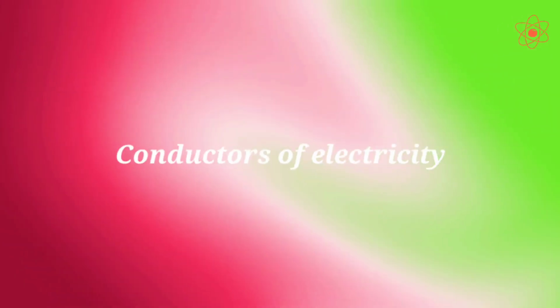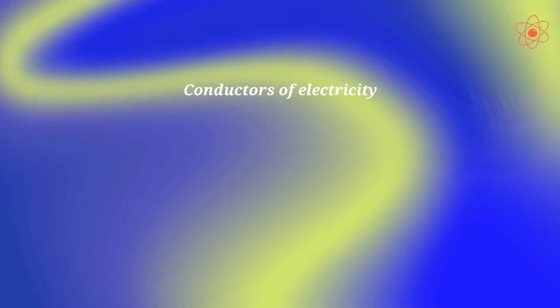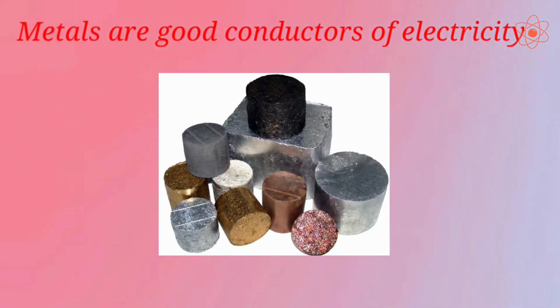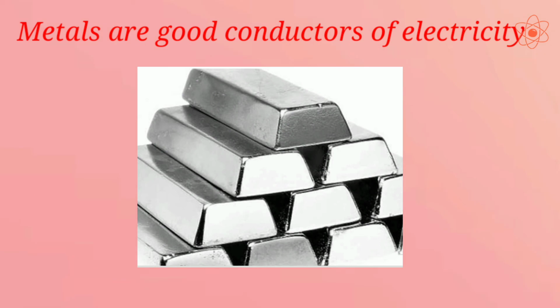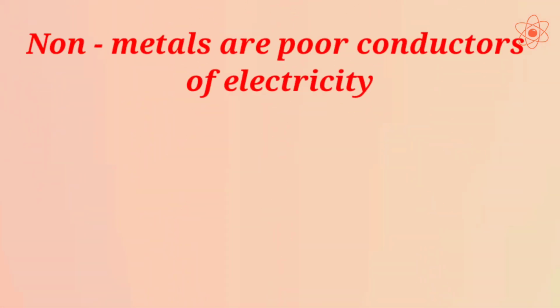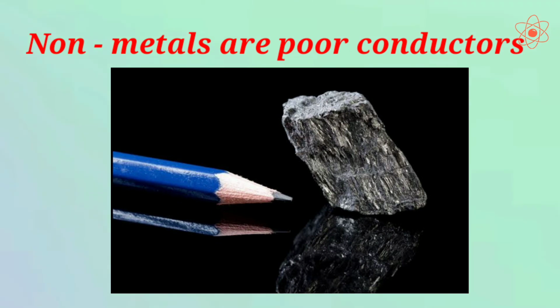Sixth, conductors of electricity. All metals are good conductors of electricity. Silver metal is the best conductor of electricity. Non-metals are poor conductors of electricity. However, graphite is an exception.